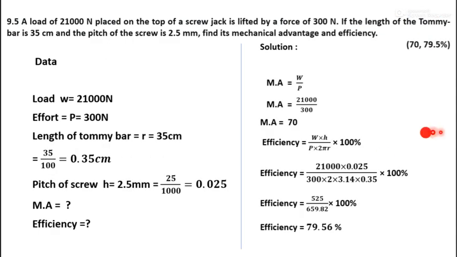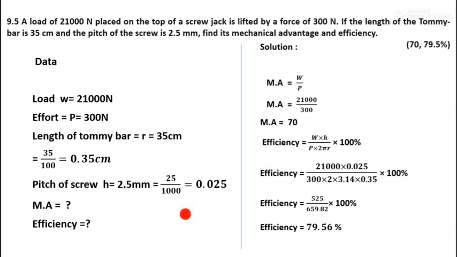Now next, 9.5. A load of 21,000 Newton placed on the top of a screw jack is lifted by a force of 300 Newton. If the length of the Tommy bar is 35 cm, then the pitch of the screw is 2.5 m. Find the mechanical advantage and efficiency. Now two answers should come here, 70 and 79.5, mechanical advantage and efficiency.